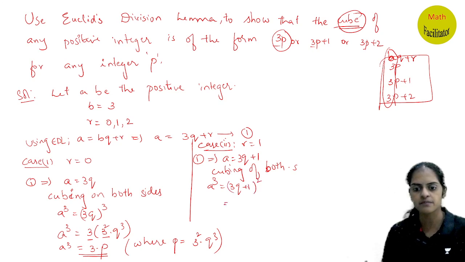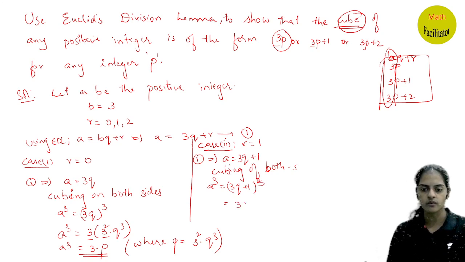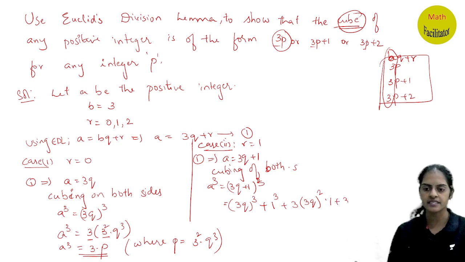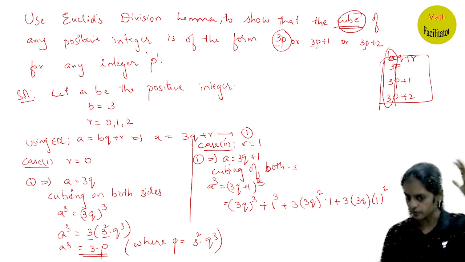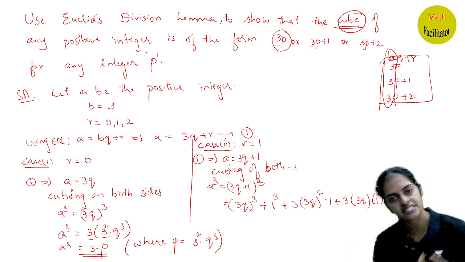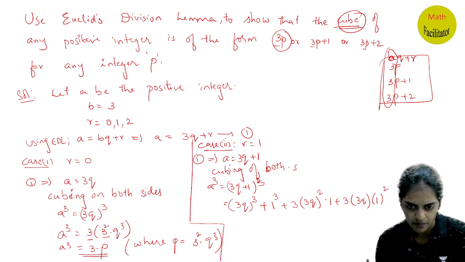So this is like the (a + b) whole cube formula. So what is that? (a + b)³ formula you should know. So a³ + b³ + 3a²b + 3ab². You should know the formula, otherwise substitution will be difficult for you. So (a + b)³ = a³ + b³ + 3a²b + 3ab².